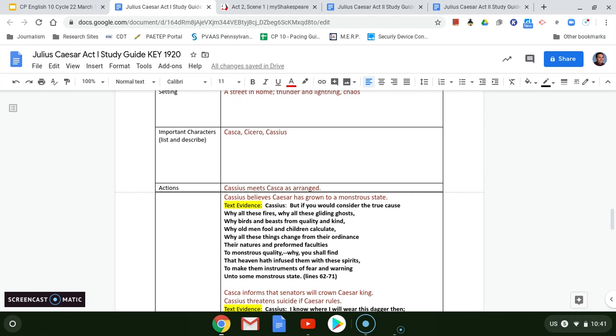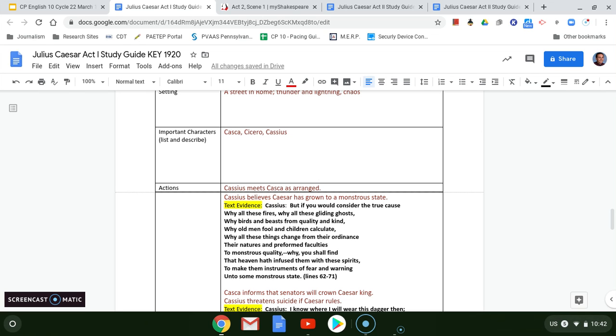And simply in this scene, Cassius meets Casca. They had arranged to do that. Cassius believes Caesar has grown to a monstrous state. He says, "But if you consider the true cause, why all these fires, why all these gliding ghosts," he's referencing the weather, "why birds and beasts from quality and kind, why old men fool and children calculate, why all these things change from their ordinance, their natures and pre-formed faculties to monstrous quality, why you shall find that heaven hath infused them with these spirits to make them instruments of fear and warning unto some monstrous state."